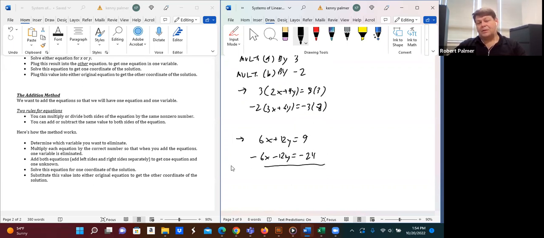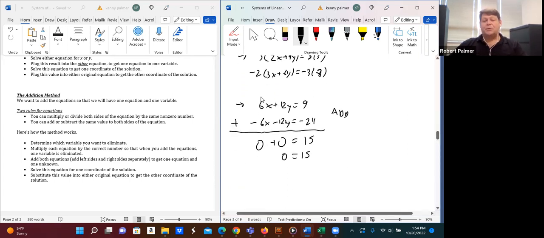Now, my next step, once these are matching, except one's positive, one's negative, I'm going to add those together. Add straight down, combine your like terms. Now, this does eliminate the x, which is good. What happens in this case, it also eliminates the y. So actually, this becomes 0. And over here, we have 9 and negative 24, which is going to be negative 15. So we have 0 equals negative 15.